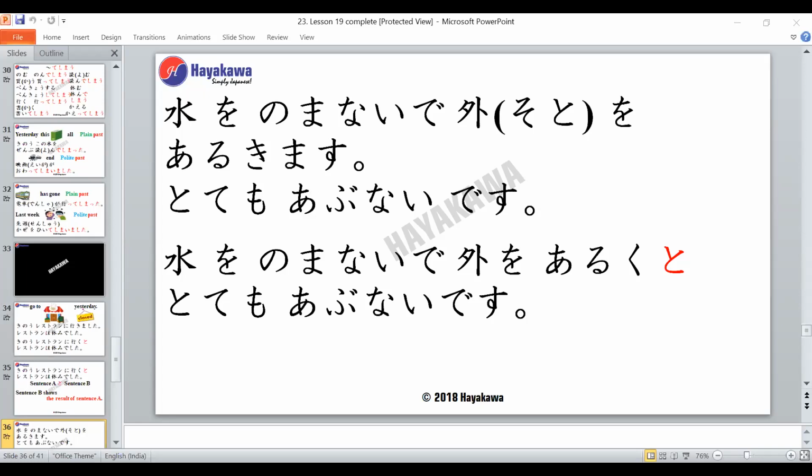So what I was saying was Mizu o nomanai de soto o arukimasu, so without drinking water while we are walking outside. Totemo abunai desu. That's very dangerous. So now again I want to combine these two sentences. How can I combine? By using this particle to. So I can say Mizu o nomanai de soto o aruku to totemo abunai desu. Any doubts so far?